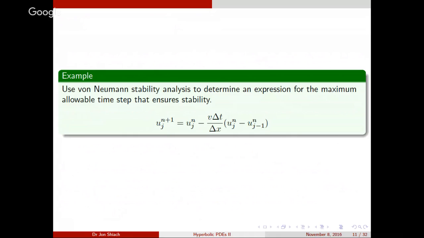I'm just going to write out the scheme again. Notice I'm using j's just to avoid confusion with the imaginary number i. If you remember, it's minus v delta t over delta x. Actually, I'll write it out so I'll show you what I'm doing. So we've got v dt over dx, and it's the upwind scheme, so it's using the nodes to the left.